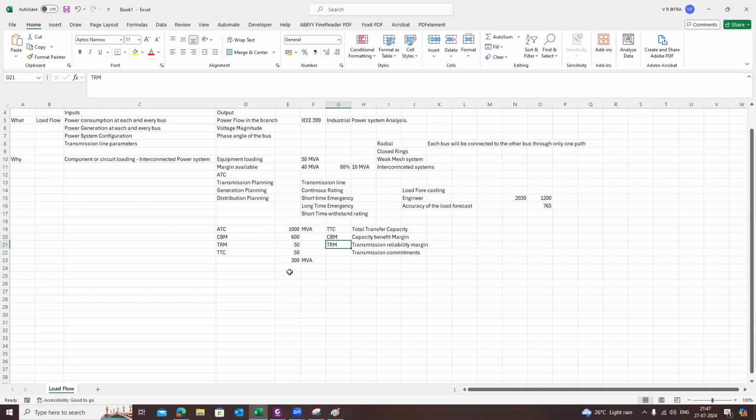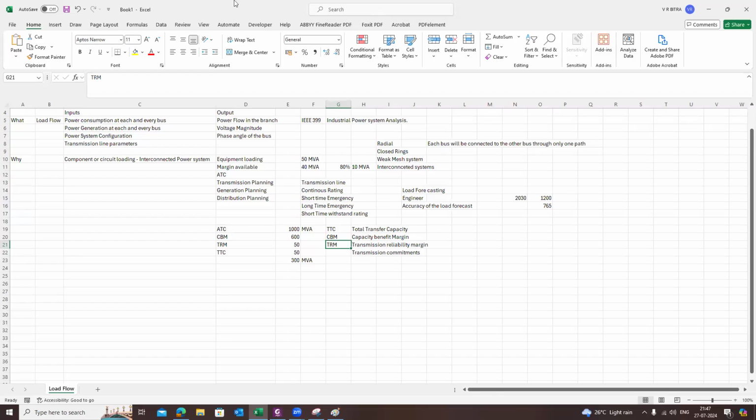Why, sir, can you not simply say that the total minus the existing one gives you the available transfer capacity? No, because this CBM and TRM will be added to your existing network. So considering those two also, you have to calculate the ATC, which is nothing but the available transfer capacity. I hope it is clear. Yes, sir.